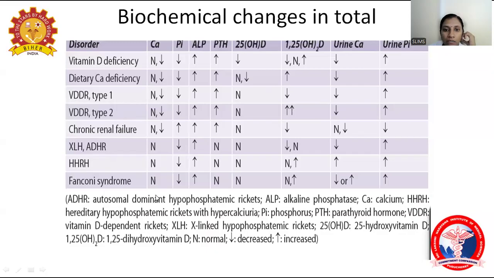When you go to hereditary phosphate problems, everything else will generally be normal. Here PTH will be a normal value. It will not be high because there is no calcium deficiency. Here, calcium values are normal. So that is something you should note.